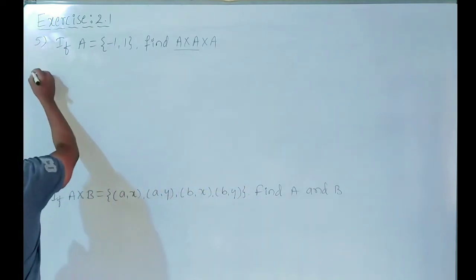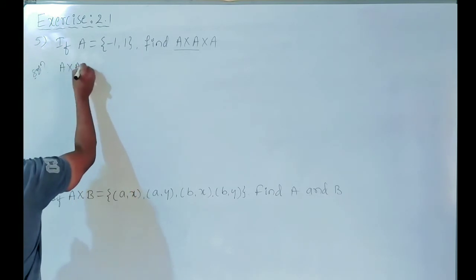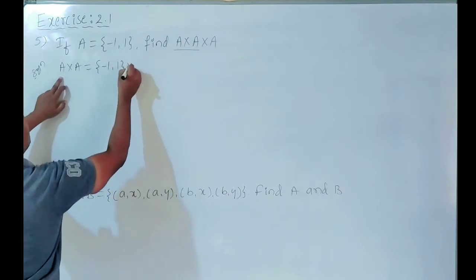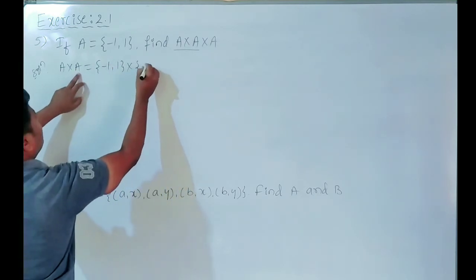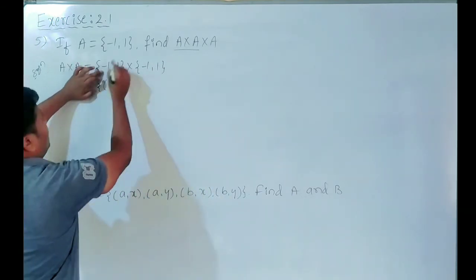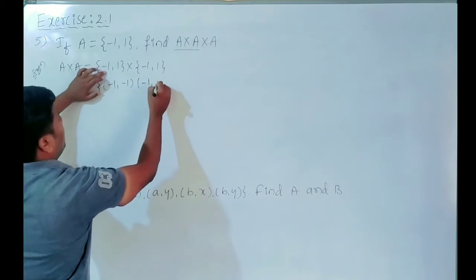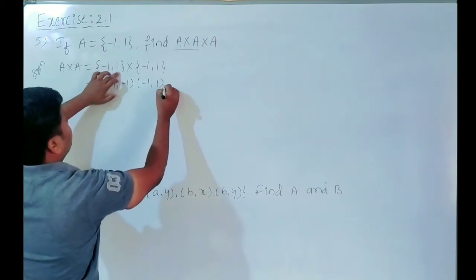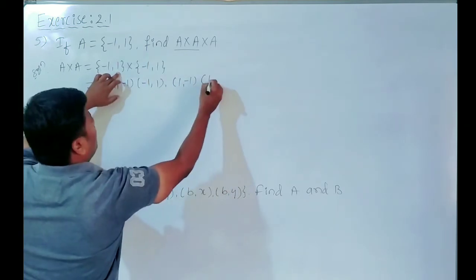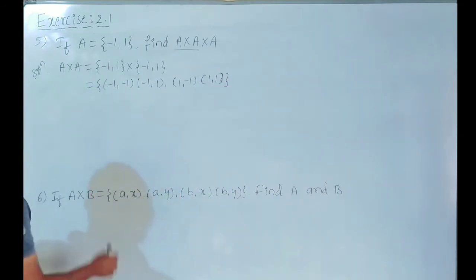Okay, solution. A cross A equal to: set A is {-1, 1}, Cartesian product, again set A {-1, 1}. Fix -1: (-1, -1), (-1, 1). Next fix 1: (1, -1), (1, 1). This is A cross A.